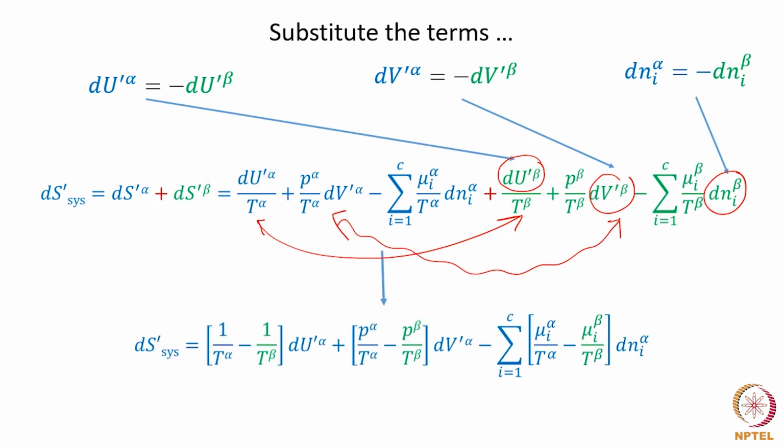So we do that, and when we combine them, we see that the change in the entropy of the entire system is written as (1/T alpha minus 1/T beta) times dU alpha. The minus sign comes because of the minus sign here, and (P alpha/T alpha minus P beta/T beta) times dV alpha.